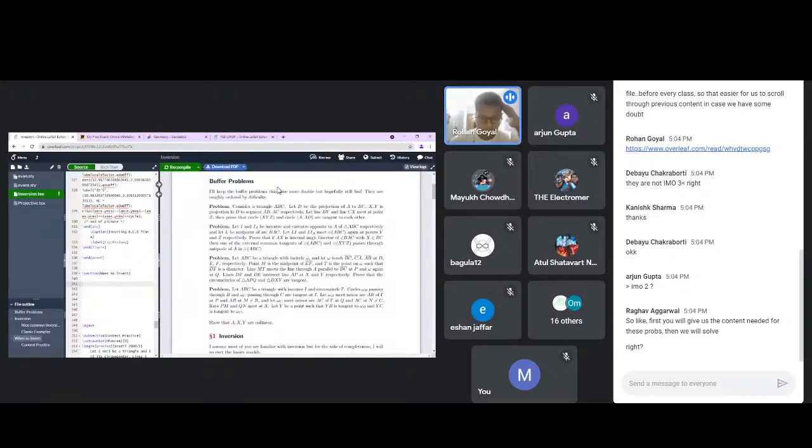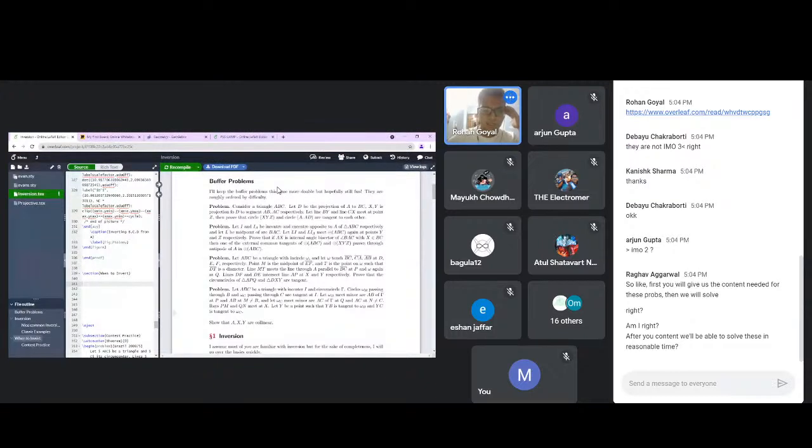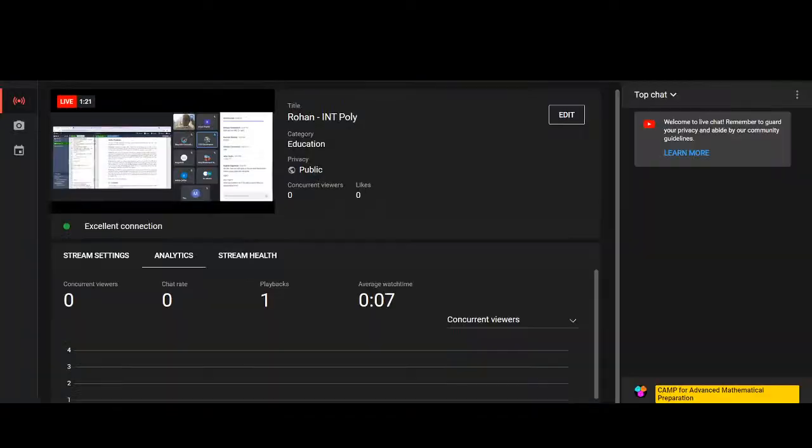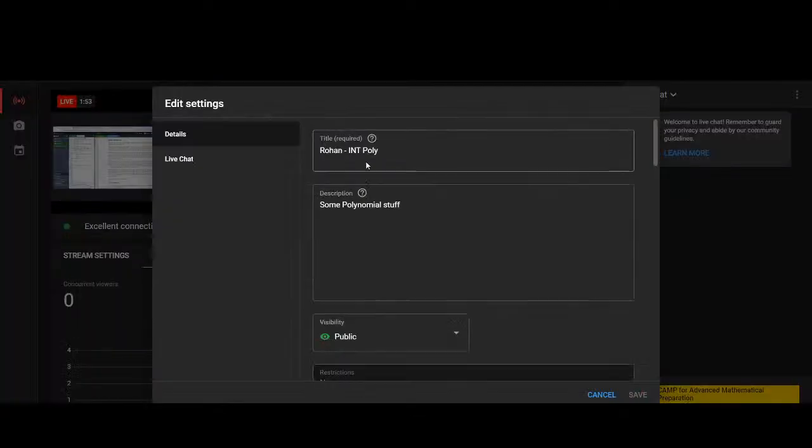So I told everyone to be familiar with what inversion is. So I'll assume that you know what inversion is, but I'll still tell you once. Okay, so I don't know what inversion is. Okay, no issue. I'll just tell you what it is, but you'll have to prove the basic results on your own. I'll just tell them to you. After the content, we'll be able to solve these in reasonable time. Depends. You'll still need practice. These are not direct easy problems.